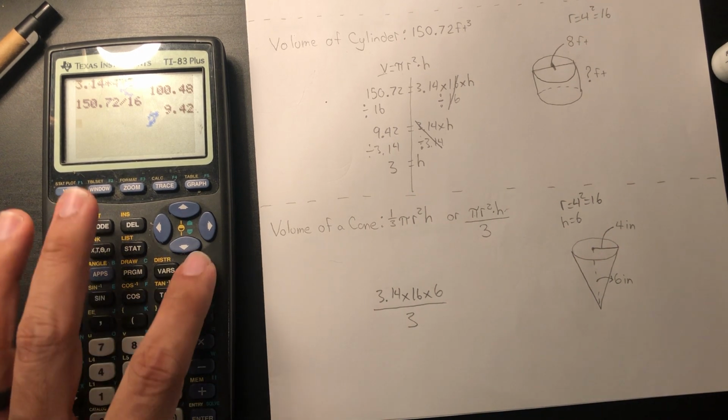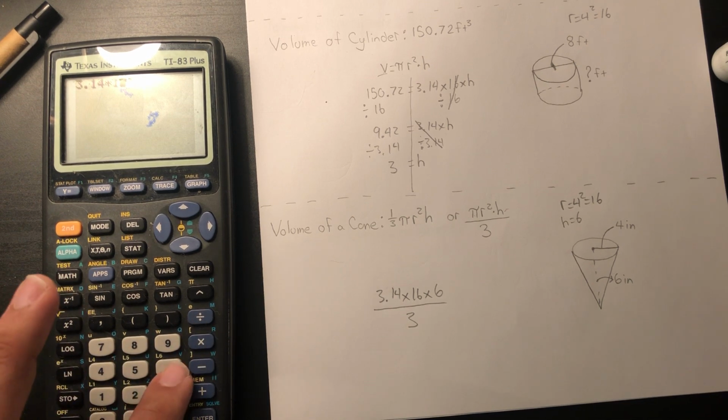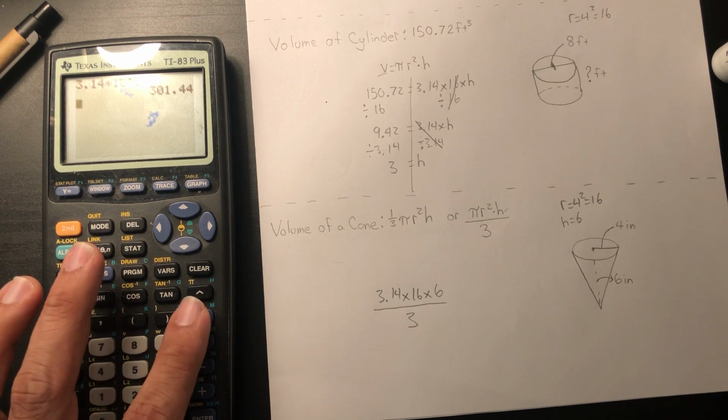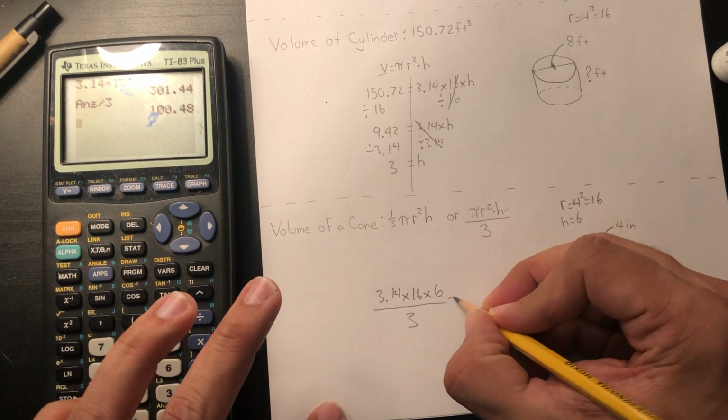So I'm going to type it in the calculator. 3.14 times 16 times 6 equals, divide by 3, 100.48.